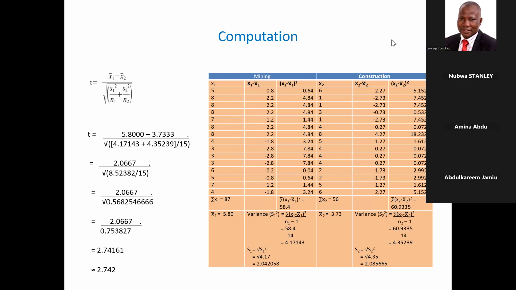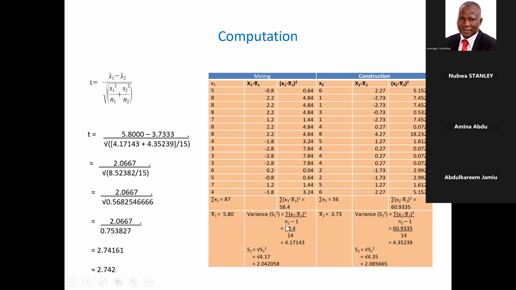So when you now sum the square deviation, which is sigma x minus x bar squared, and divide it by the degree of freedom, n minus 1, the sample size is 15 for each of them, so n minus 1 will be 14. When you sum everything together, sigma x minus x bar squared gives you 58.1 for mine, and for the construction, it gives you 16.9335.